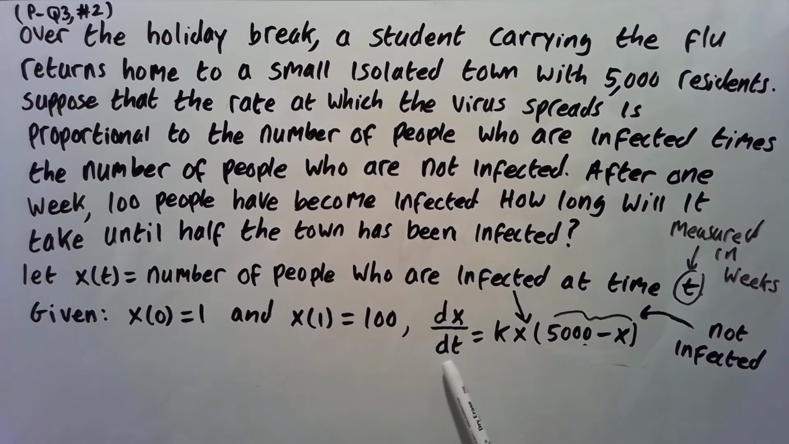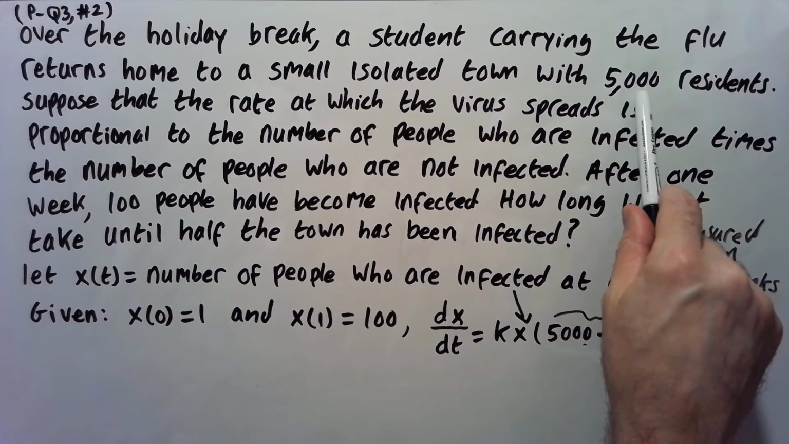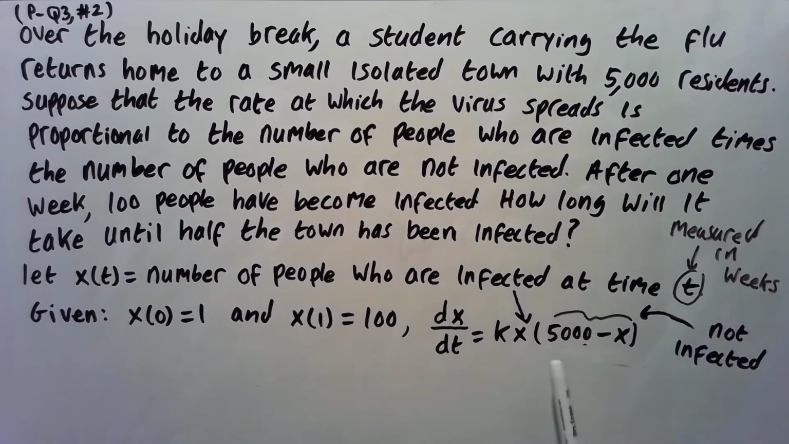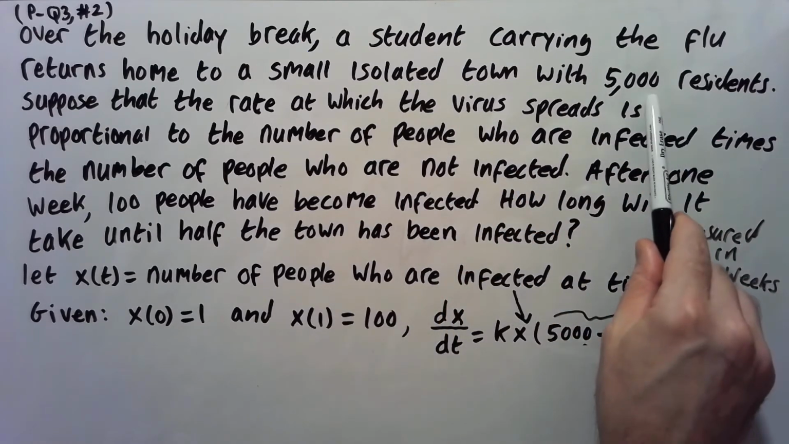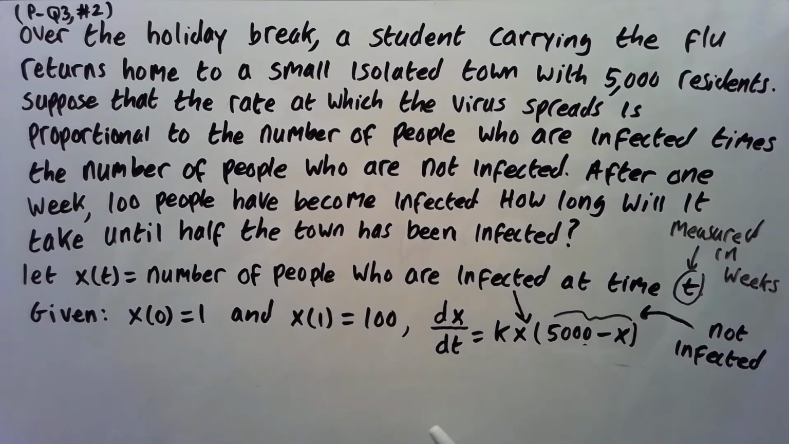So we'd have dx/dt proportional to the number of people infected, which is x of t, I'm just leaving off the t, times the number of people not infected. So if x is the number of people infected and there's 5,000 people in the town, then 5,000 minus x would be the number of people not infected. I'm also assuming here that when the student returns to the town, the population is 5,000. Okay, so we have these things. Alright, so let's keep going.